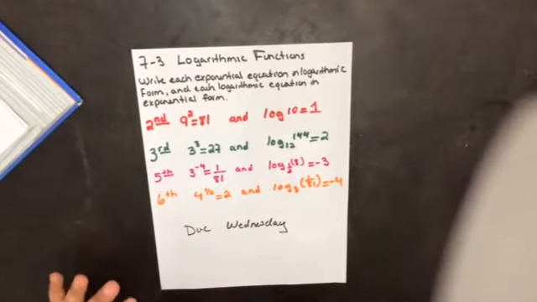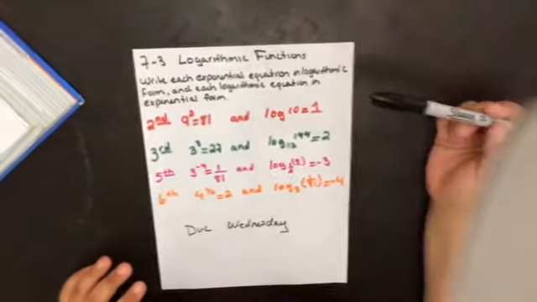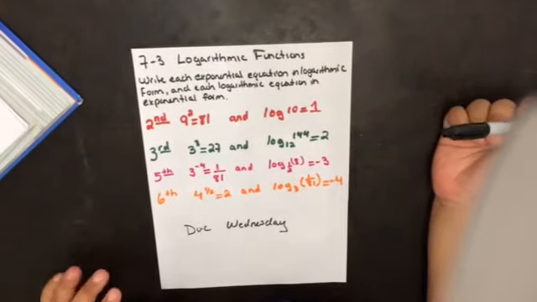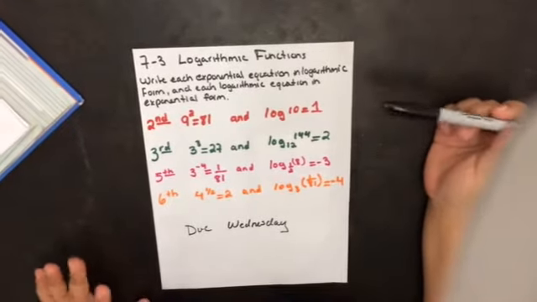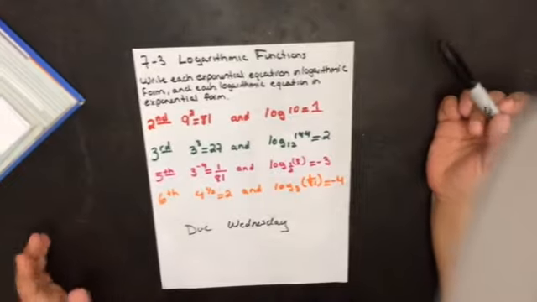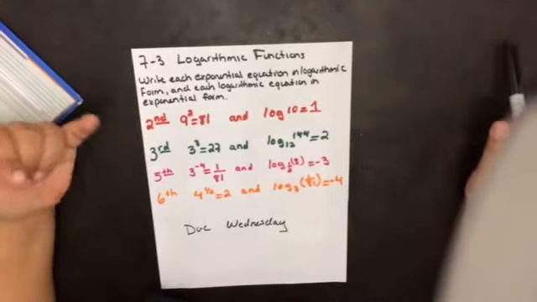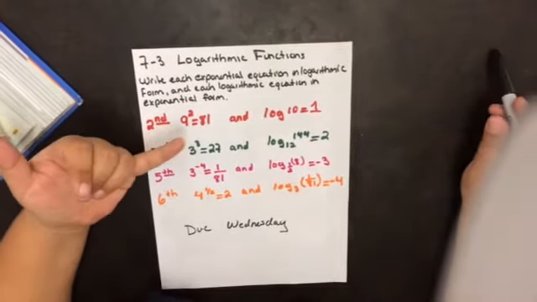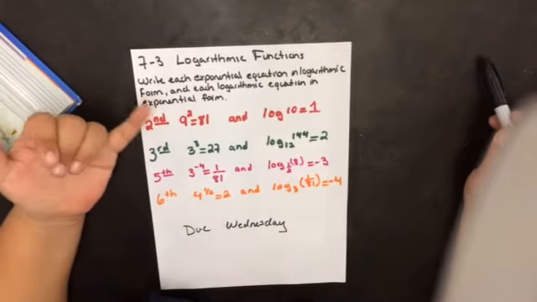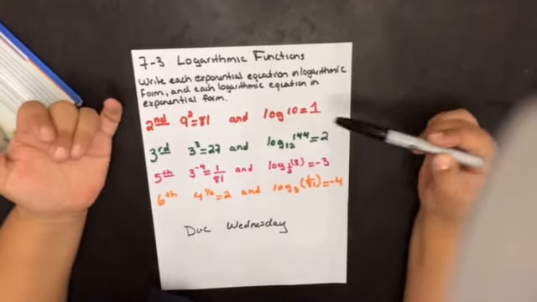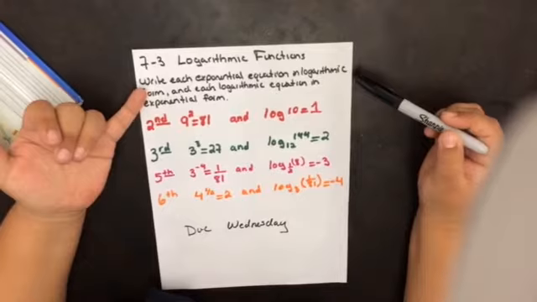7.3 logarithm functions. You're going to need to write each exponential equation in logarithm form and each logarithm equation in exponential form. So for second period in red, write 9 squared equals 81 in logarithm form and log of 10 equals 1 in exponential form.